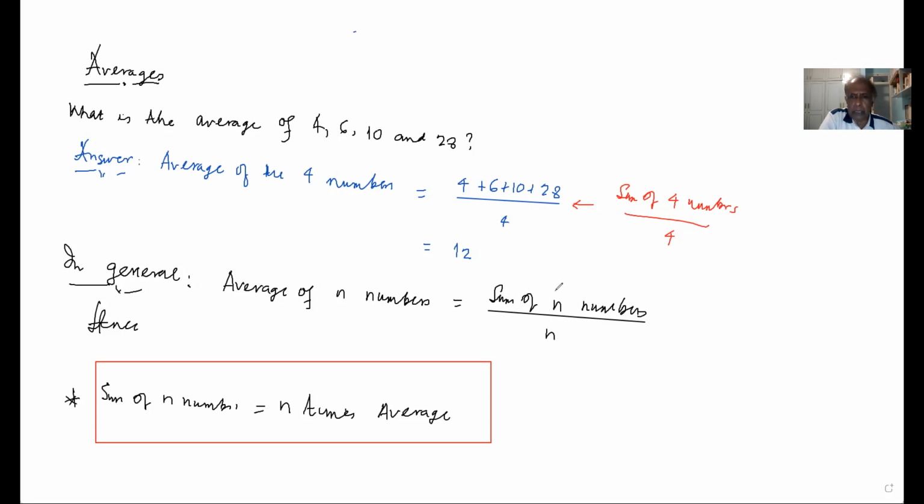And if you look at this, the division converts to a multiplication, because when you divide this by n, you're going to get that. So what does this mean? It means that the sum of the n numbers is equal to n times the average. So a very, very important formula: the sum of n numbers is always equal to n times the average of those n numbers.